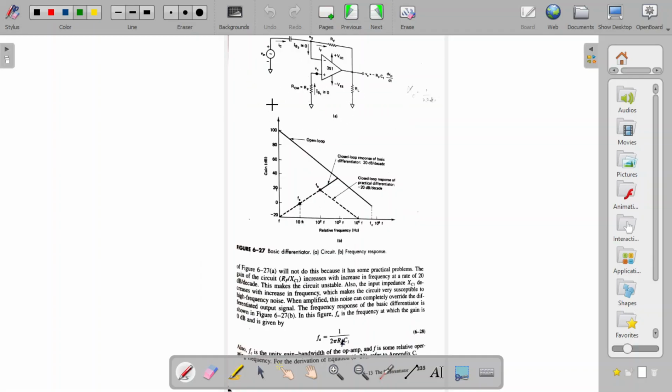This is the circuit of a differentiator. You can see that the signal is applied at the inverting terminal, so this is in inverting mode configuration. And we can see that it is very similar to the normal inverting amplifier, except that the resistance R1 is replaced by a capacitor. So here we can see a capacitor instead of the resistance R1, then you have the normal RF resistor in the feedback path.